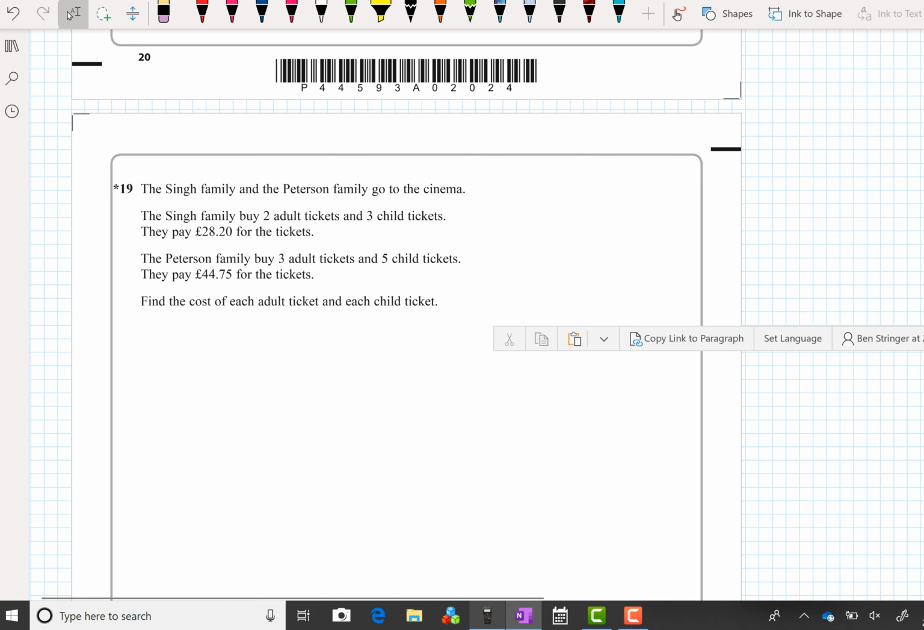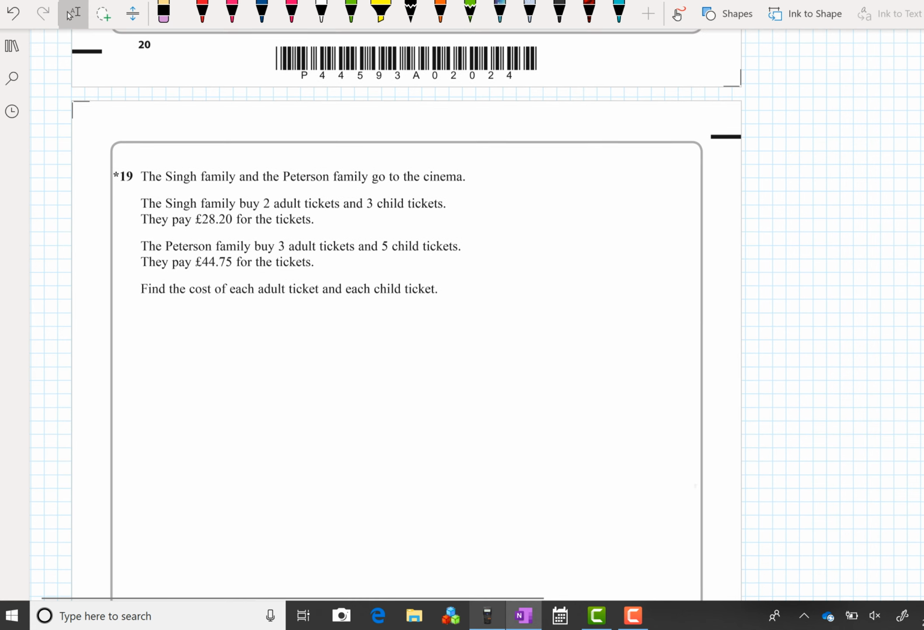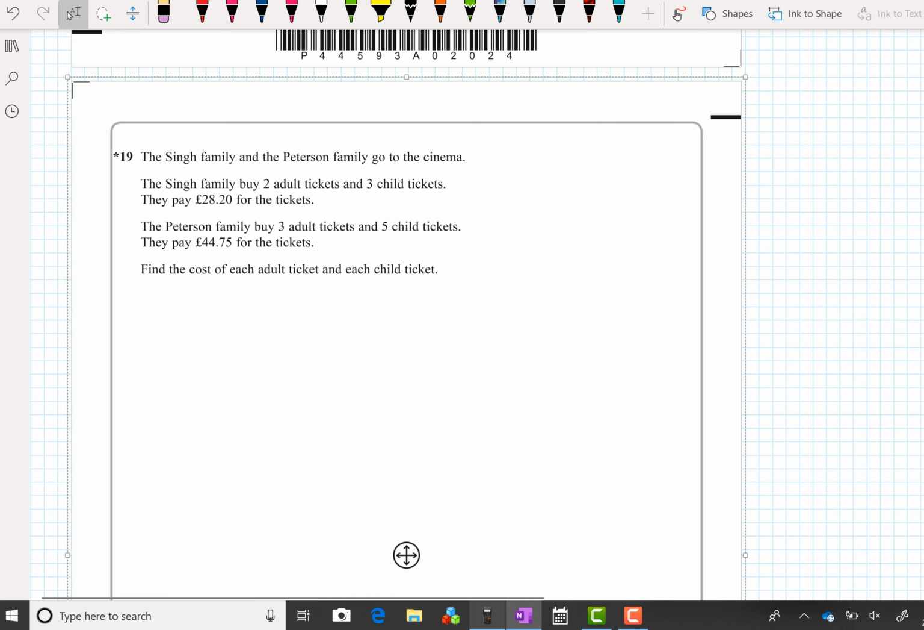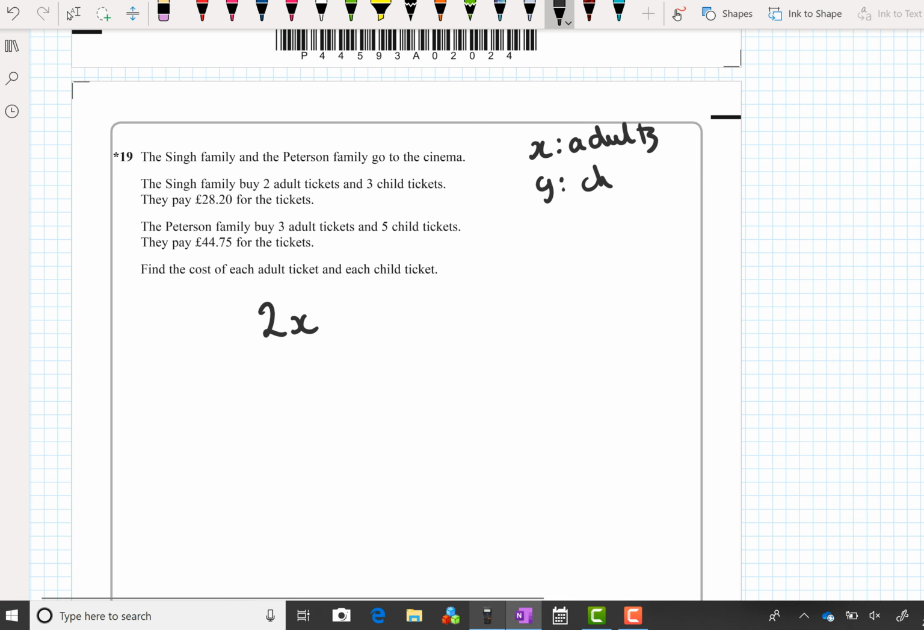I'm going for the sine family. The sine family and the Peterson family go to the cinema. Wild day out. The sine family buy 2 adult tickets and 3 child tickets. 2 adult tickets, 2x, x for adults. And then we're going to go for y for the children. 3 child tickets. Okay, right, so they buy that. They pay £28.20. That there is much easier to read for me than this piece of information.